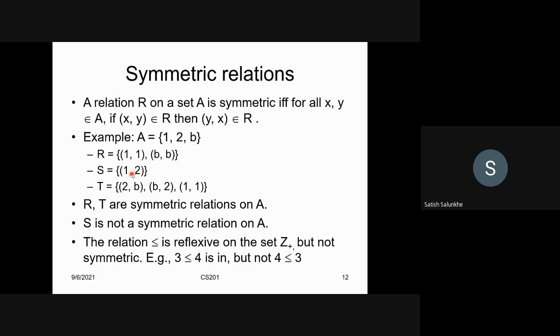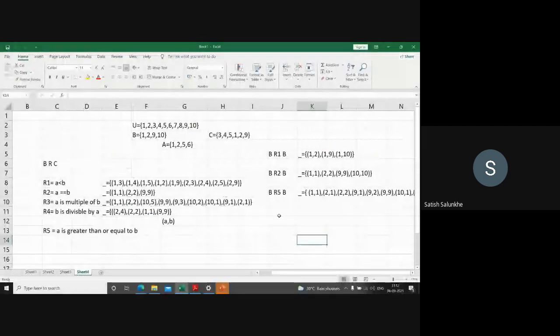Okay, let us come back to the example. Can you identify whether this R1 is symmetric or not? Can you tell me quickly, yes or no? Please respond in the chat box quickly whether this relation R1 is symmetric or not. If there are any questions, please let me know first of all. Hope I am audible.